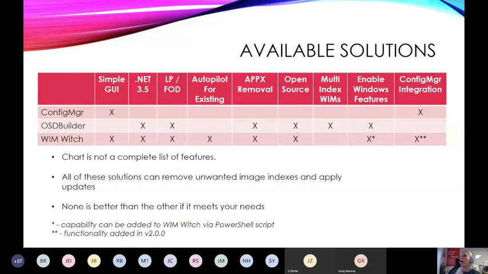Enabling Windows features has been a request that is on my whiteboard to do. I've built into WIM Witch in version 5 the ability to string in PowerShell scripts. So if you know the features or any customizations that you want to do to your image that WIM Witch doesn't natively support, if you can put it in a PowerShell script, WIM Witch can execute it. So at least there is some of that extensibility, which is pretty awesome.